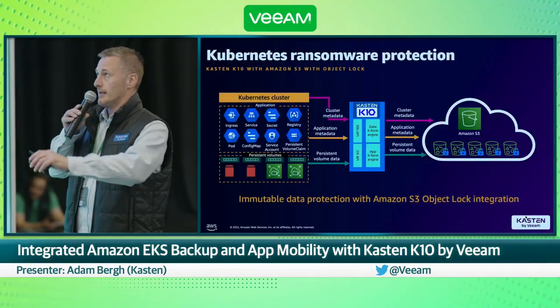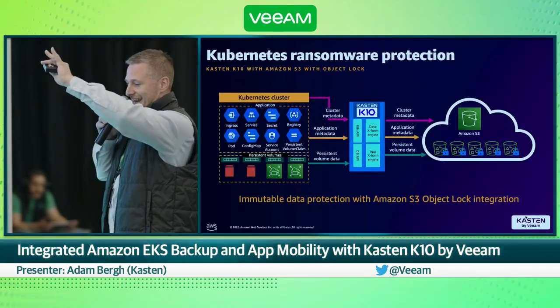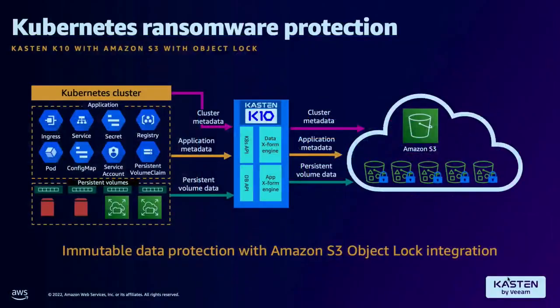Just real quick, our data engine's really advanced. As we're moving data from your Kubernetes clusters, the cluster metadata, the application metadata, and the persistent data, we're sending it through the K10 engine. We're encrypting it, deduping it, compacting it, compressing it, and it's incremental forever, and then we're putting it out in Object Lock API. So super efficient: incremental forever, encrypted, compressed, deduplicated data out in Object Lock API.